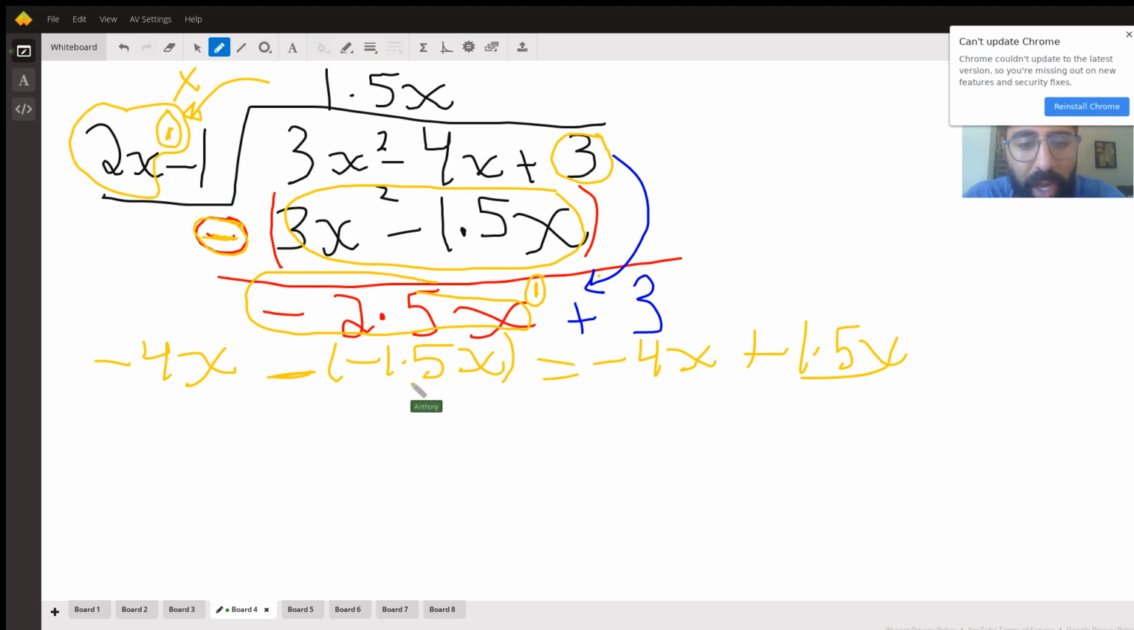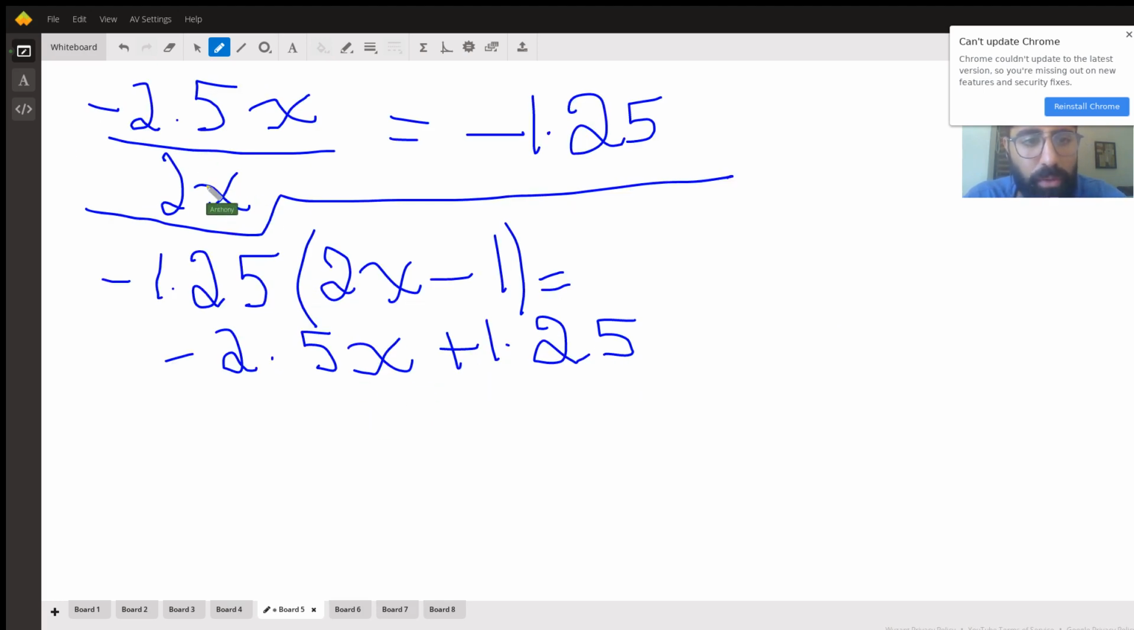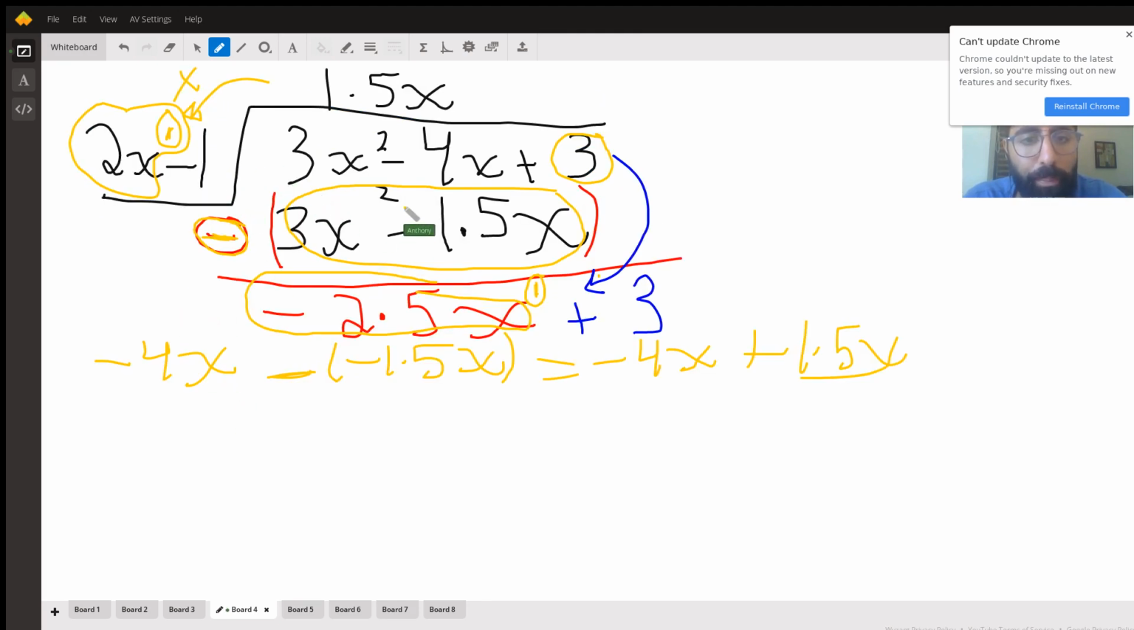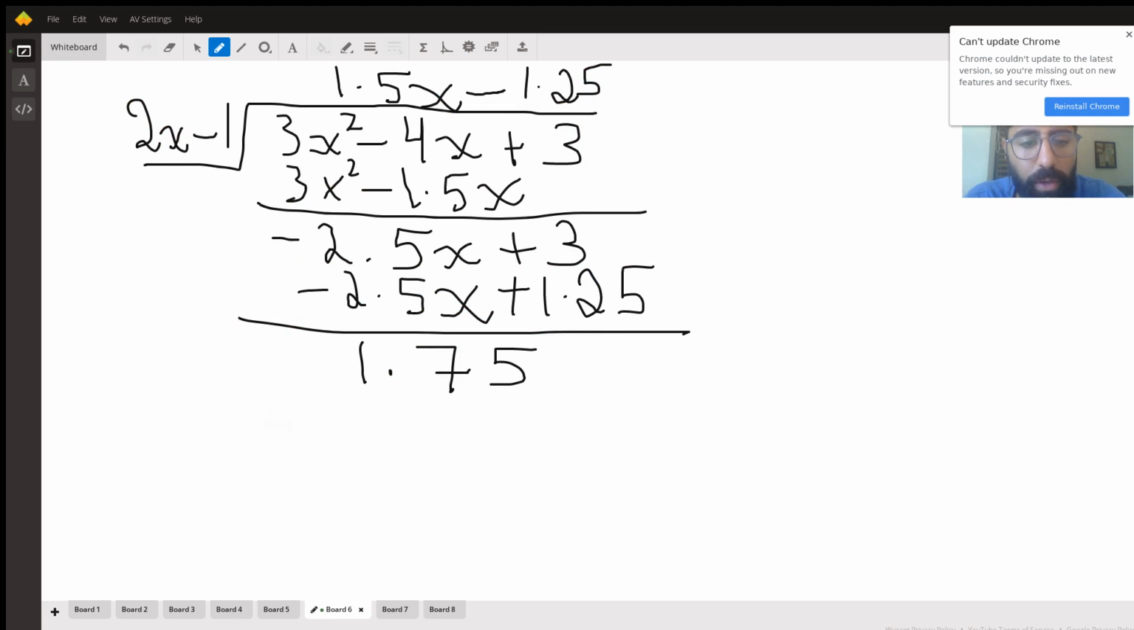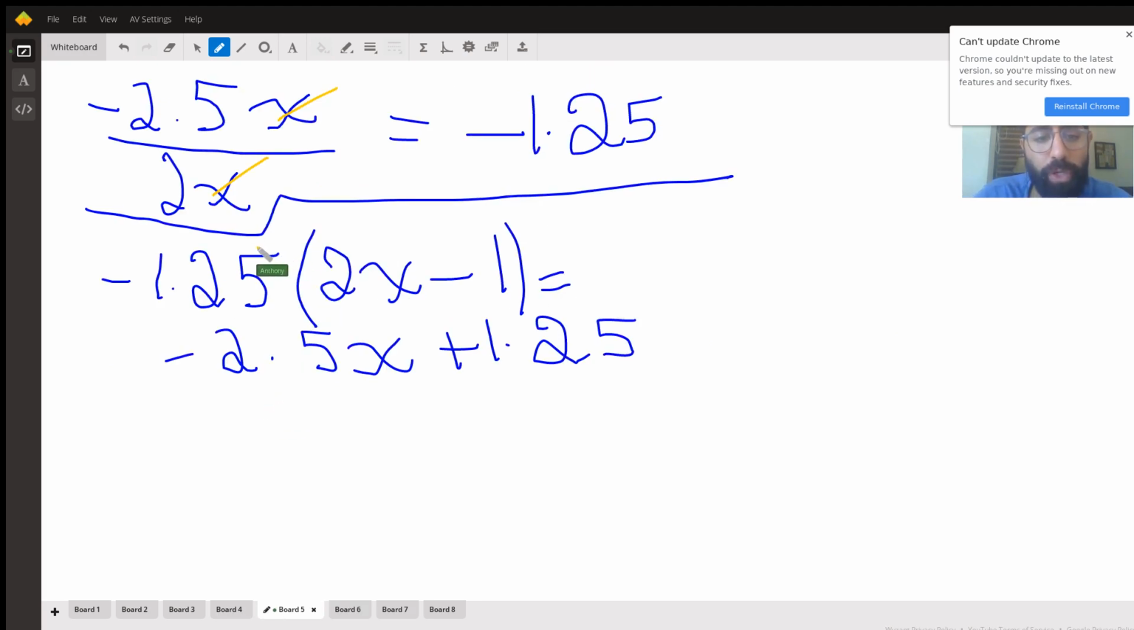If I divide minus 2.5x by 2x, as I showed you, x and x cancel out. We still have minus 2.5 divided by 2, which is minus 1.25. So now I need to multiply. I put minus 1.25 here, and I need to multiply by 2x minus 1, as I showed you here. So we need to expand and develop. We get minus 2.5x plus 1.25.